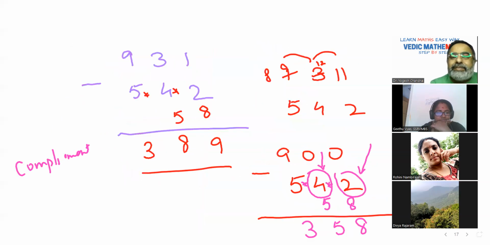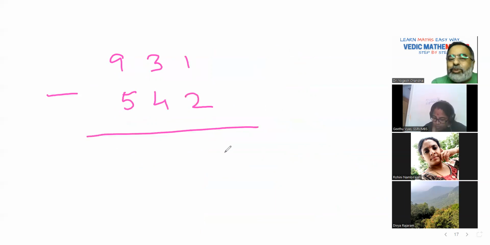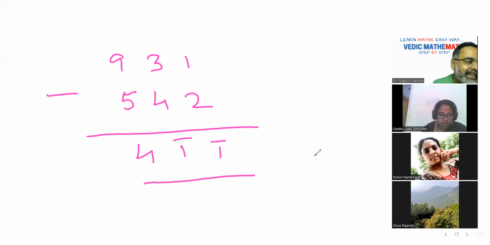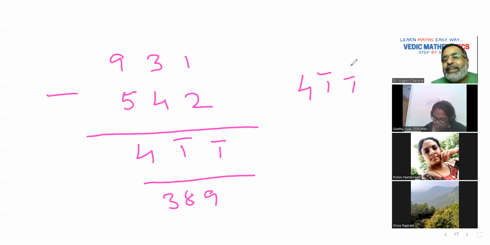Another question we did, 9, 3, 1. Same questions we'll attempt so that we understand. So 1 minus 2 is 1 bar. 3 minus 4 is 1 bar. 9 minus 5 is 4. What is 411 bar? That is 400 minus 11. So 389. Or if you want to use the formula, for the last digit add 10. That will give you 9. This, add 9, will give you 8. This, subtract 1. This will give you 389.